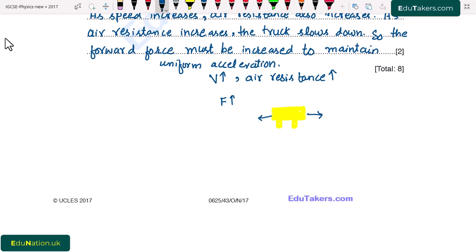So when the truck increases speed, the air resistance also increases. As air resistance is the opposing force, it tries to slow down the truck. So when this tries to slow down the truck, in order to gain the uniform acceleration, the forward force must have to be increased. So that's why the forward force increases to maintain the uniform acceleration.